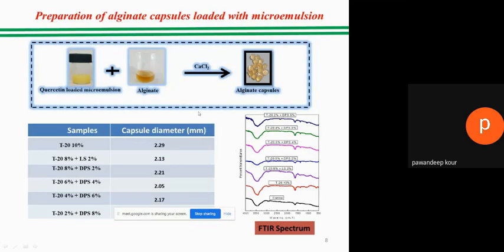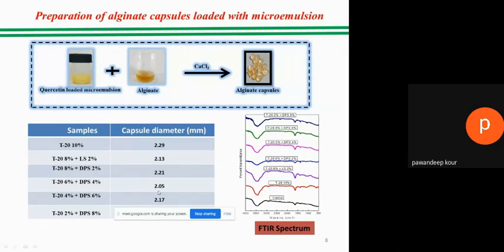Next, I told you earlier that we use both microemulsion and polymers in a single assembly. What we did, we used these microemulsions and incorporated them into the hydrogel. Among hydrogels, we chose alginate, and by using calcium chloride, we made spherically shaped alginate capsules, whose size ranged from 2.0 to 2.30 millimeters.